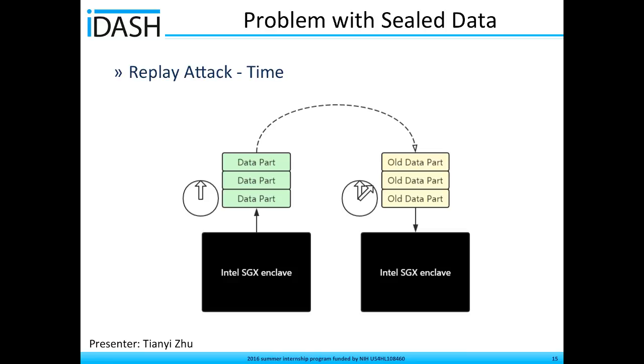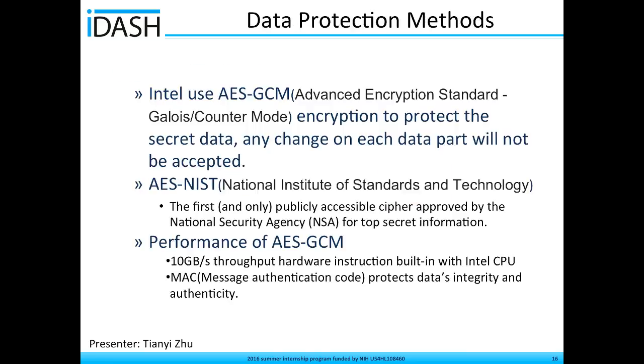So how to protect against this? This is what the Intel SGX does. Well, Intel used the AES-GCM, that's Advanced Encryption Standard with Galois Counter Mode encryption, to protect the secret data, so that any change on each data part will not be accepted, using a MAC, that's Message Authentication Code. I will talk about that later. First, let's talk about the AES.